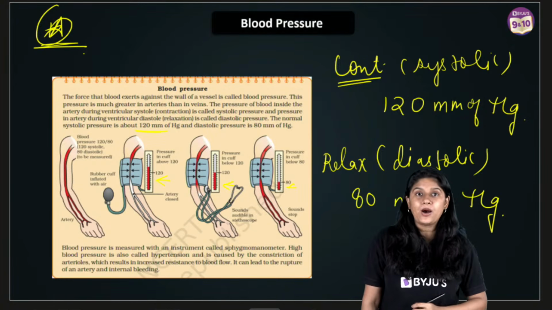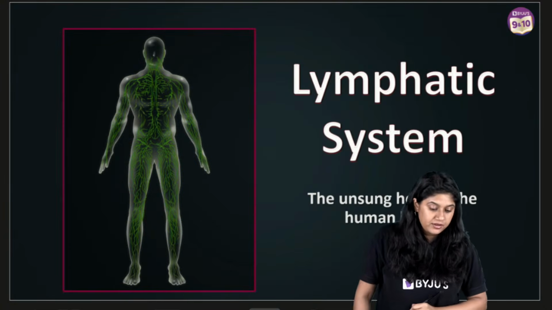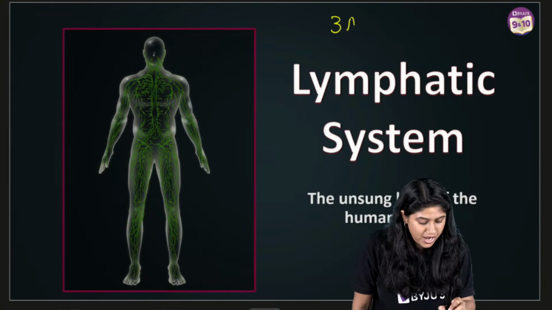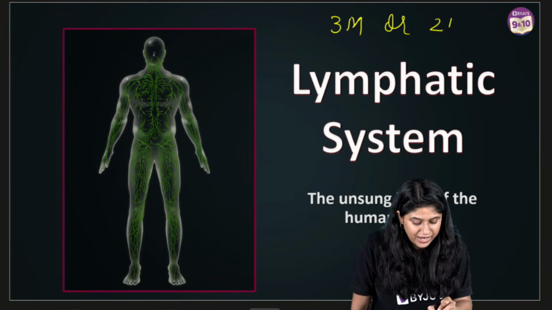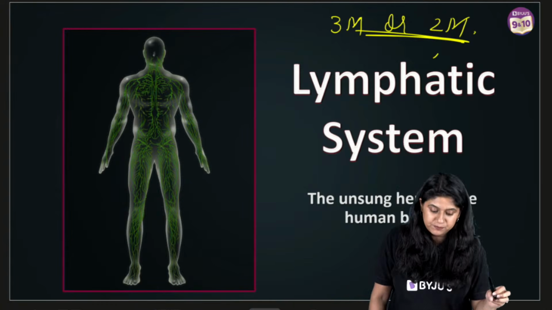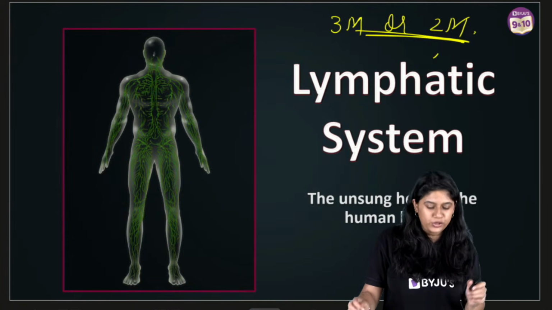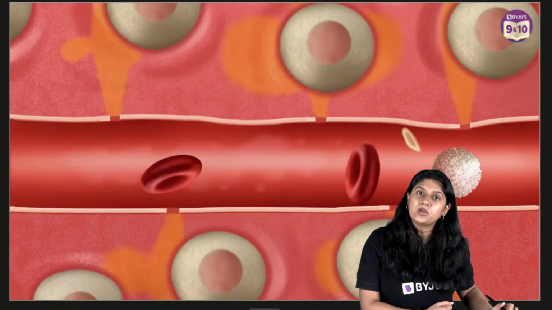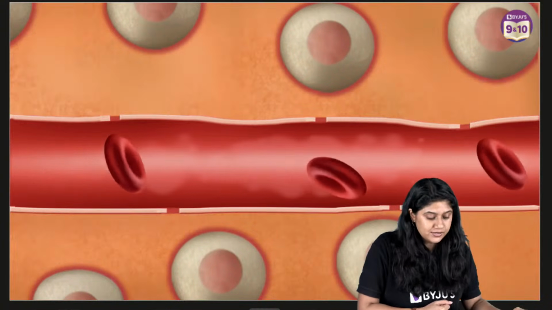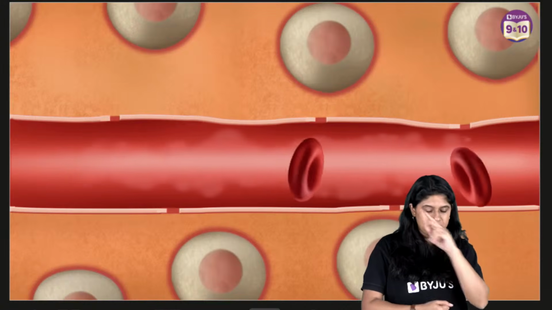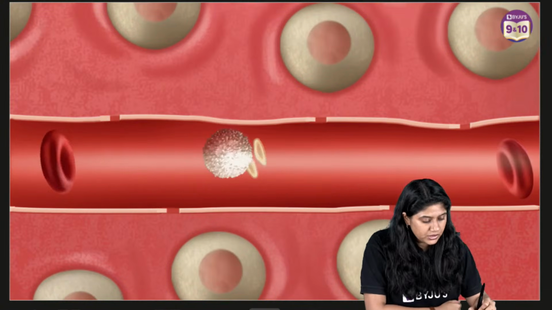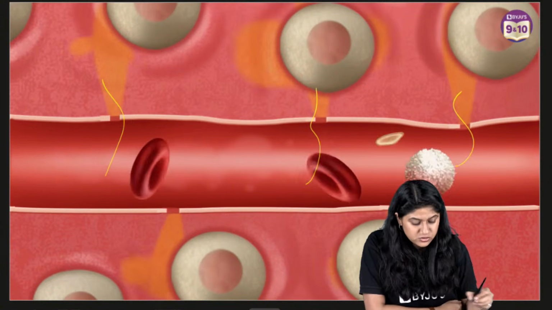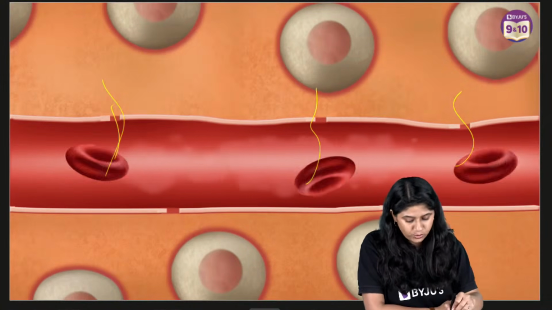So that's all about the blood pressure. Now everyone, a 3 marks, 2 marks question: the lymphatic system or the lymphatic vessel, the unsung hero of the human body. So what happens in the lymphatic system? Let's understand. We know that in our blood vessels, we have some leaky points, some pores through which the blood content can easily go out.